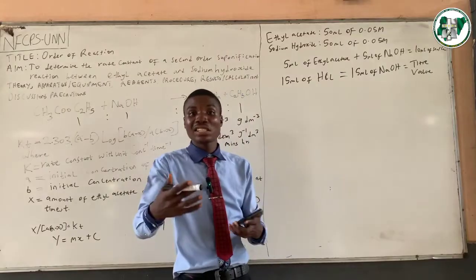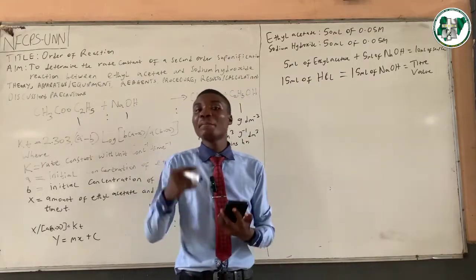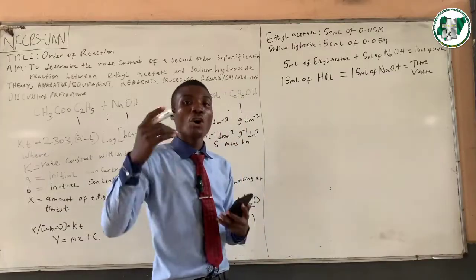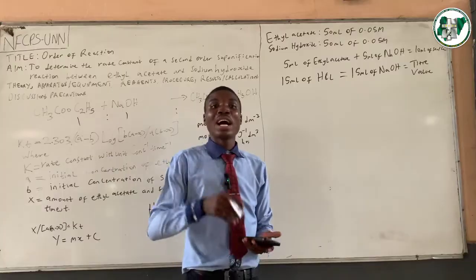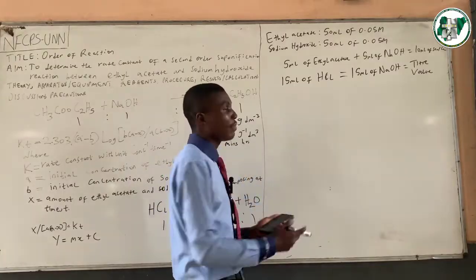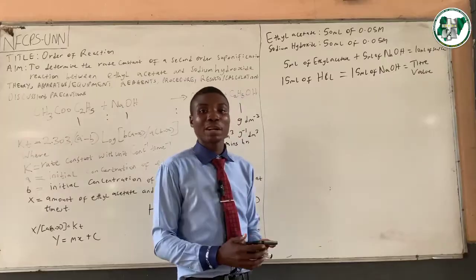Very simple. It is still 5 ml, because if 5 ml of acid reacted, then it simply means it reacted with 5 ml of base. So that is actually what you need to understand about this reaction. In that way, you'll be able to understand the kind of titer values you're supposed to get, and you can make progress in reporting this particular experiment.